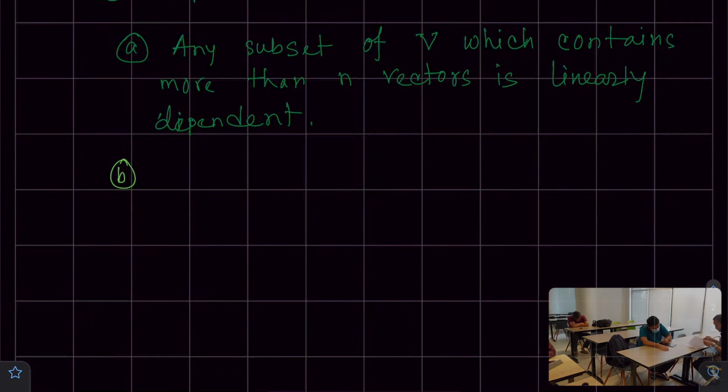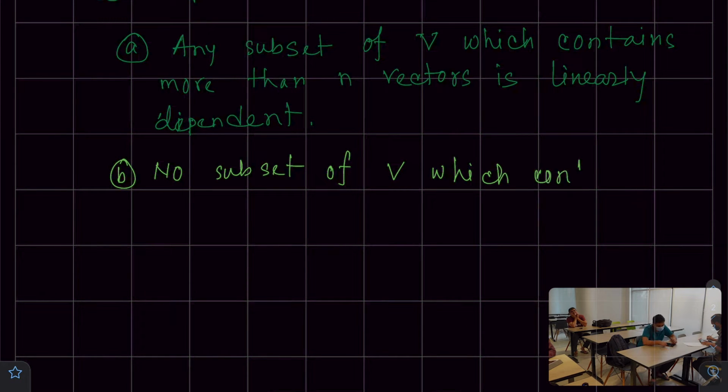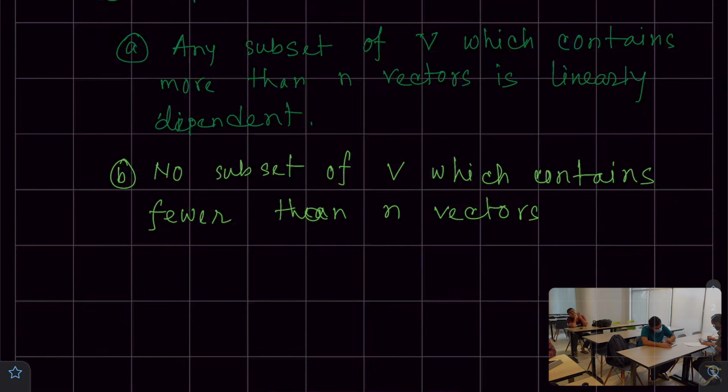So the next corollary is, the next point is no subset of V which contains fewer than n elements, so vectors, can span V. Do you agree with this corollary?